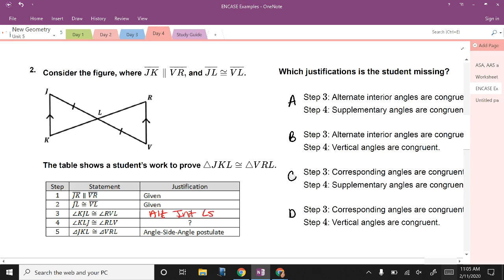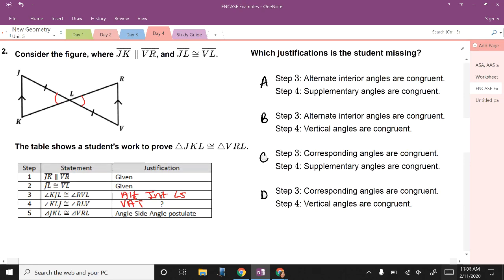Right? Okay, and then it tells you that KLJ, which is this one, is congruent to RLV, which is this one, because of what reason? Vertical angles are congruent. So what is the correct answer to number 2? B. Raise your hand if you and your group got B. Awesome. Flip to number 3.